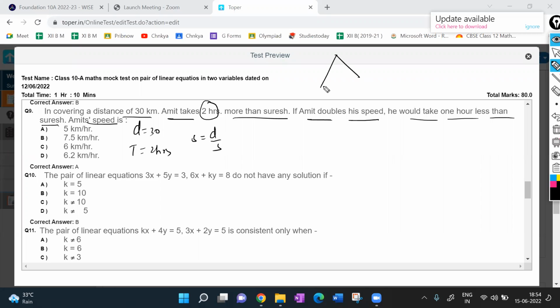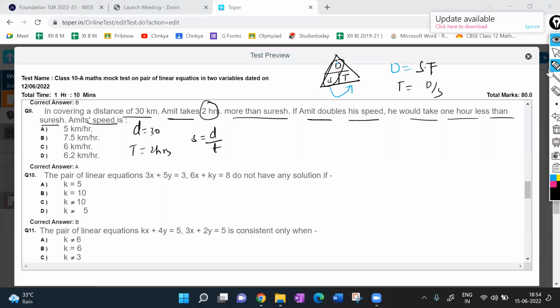You know this concept, right? DST. And let me tell you a shortcut. Look at this here. Distance is nothing but, D by T. Now D means S into T. T means D by S. Okay.